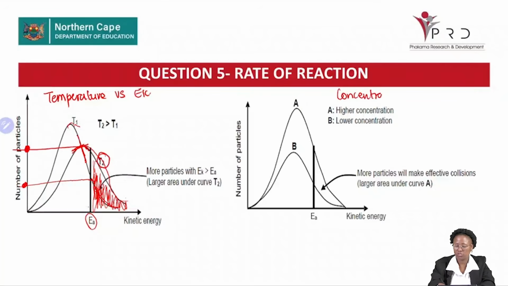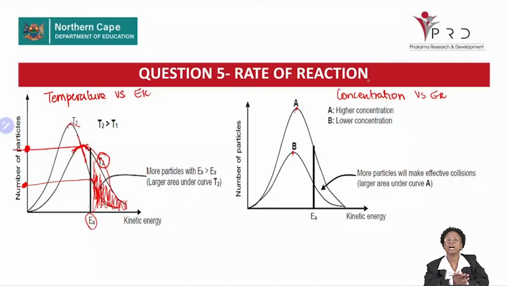Now, on the far right hand side, I have a concentration. This is a concentration versus EK graph. Okay, how do I know that this is a concentration graph? Again, I know that because I have two graphs, and my graphs do not touch or cross each other. All right, that is one clue for you to be able to separate between the concentration versus time graph, the concentration versus EK, as well as the temperature versus EK graph.